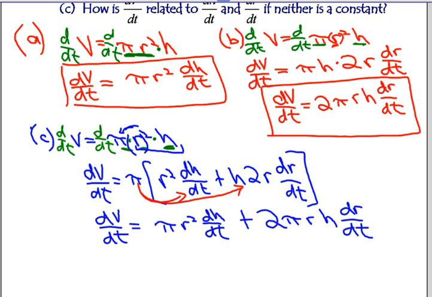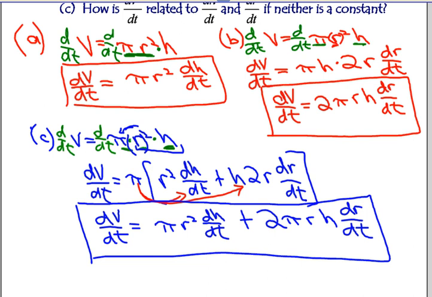So very interesting. When they're both variables, what just happened? We got the sum of part A plus part B. So part A, when r was a constant, part B, h is a constant. When neither is a constant, when they're both variables, we get the sum of both. That completes our problem.